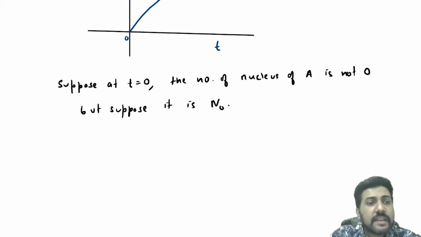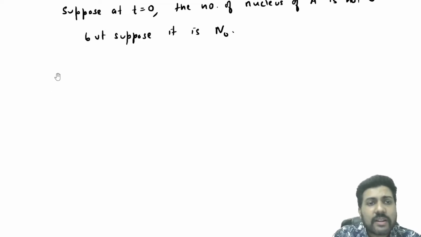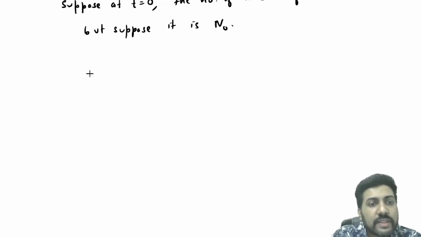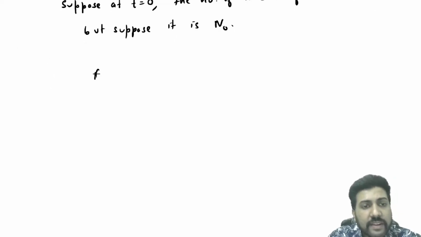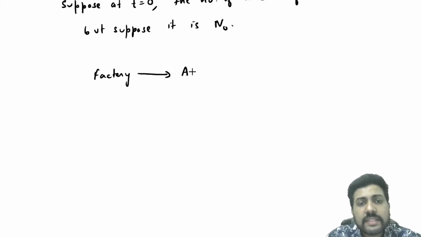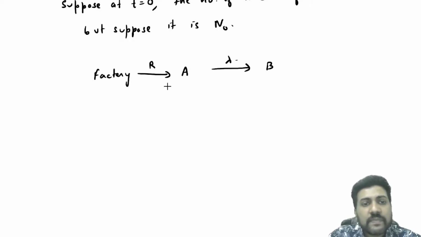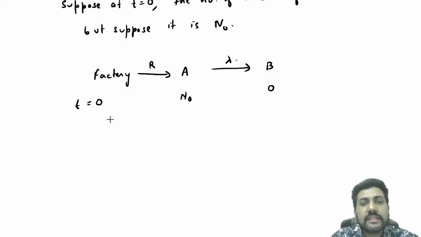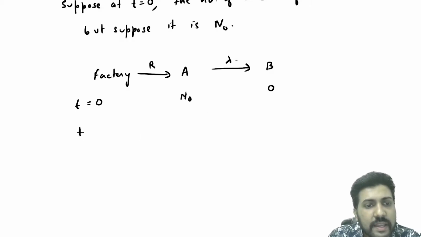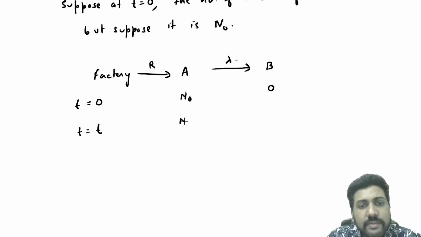That means initially there was already n naught number of nucleus present. So in that case, you will say that from the factory, the nucleus A is formed at a constant rate R and it is decaying at a rate constant lambda. Now at t equal to 0, it already had n naught number of nucleus and there is 0 nucleus of B. Now at any time t, again you will say this is Na and this is Nb.